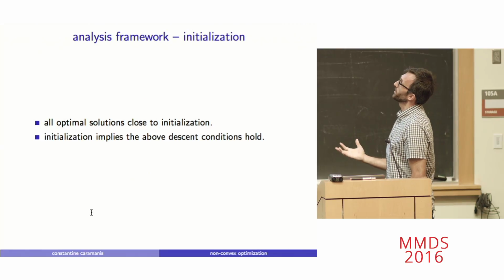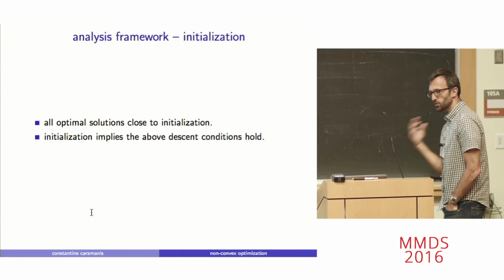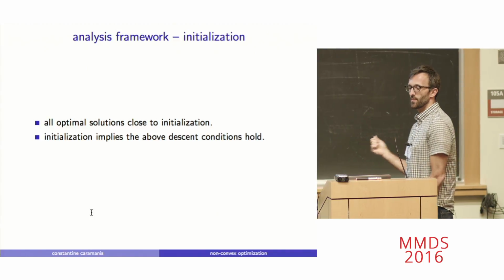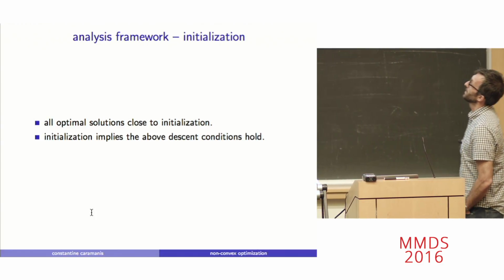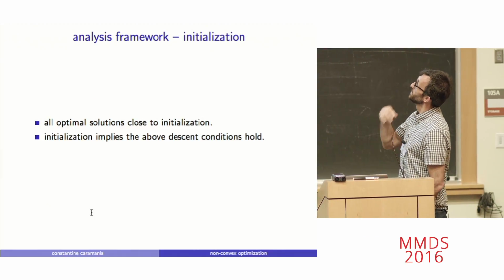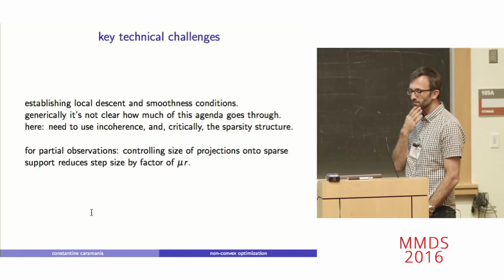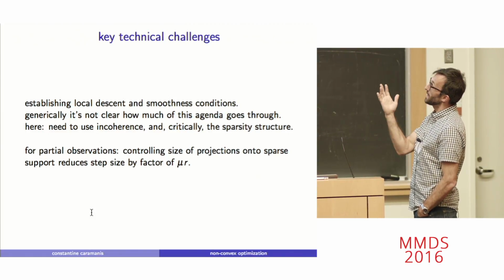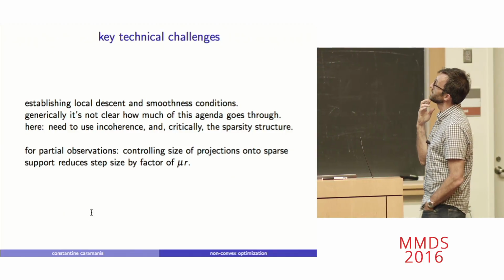So the basic framework requires showing a few things. First of all, initialization. Showing that all true optimal solutions end up being close to the initialization, and also that the initialization is good enough to guarantee that you have the descent condition and the smoothness condition that I mentioned. And there are several key technical challenges, definitely in establishing these local descent and smoothness conditions.